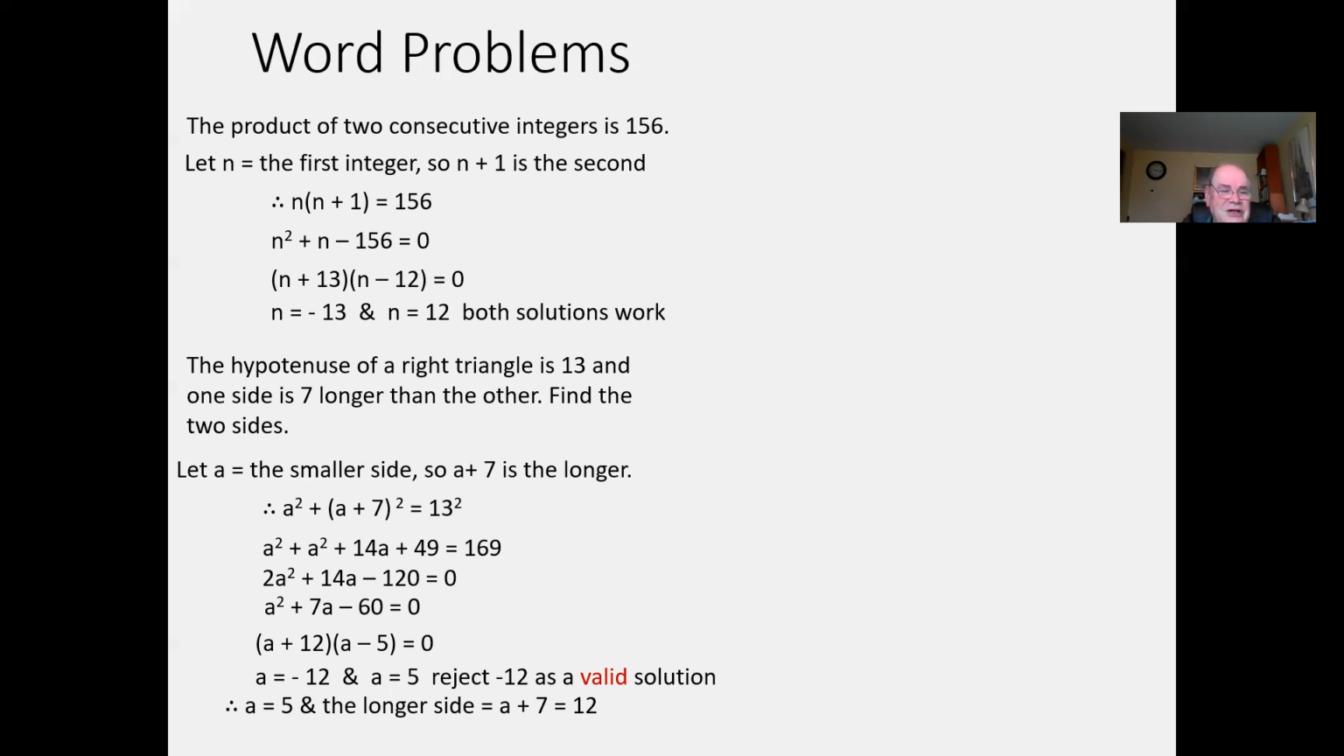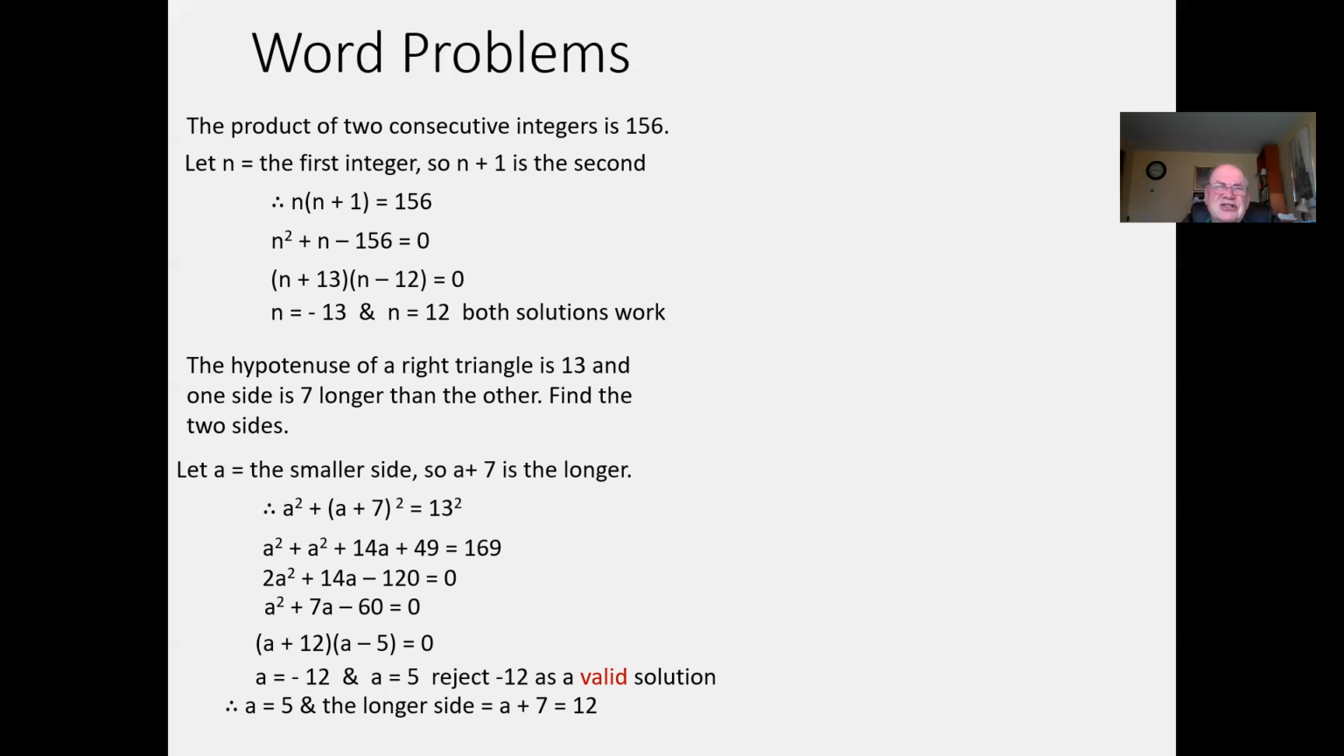And you collect like terms, bring the 169 over to the other side to get the negative 120, combining with the 49 that's over there. Notice that all those terms have a 2 in them. Let's go ahead and factor that 2 out. 2 is certainly not equal to 0. So it's the rest that's left equal to 0: a squared plus 7a minus 60. And that's pretty easily factorable.